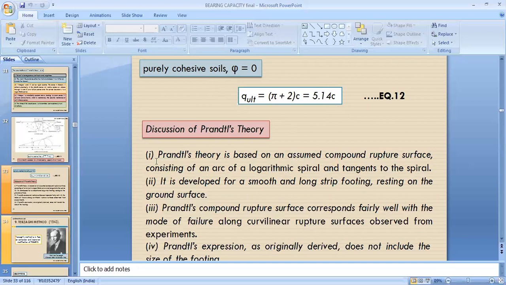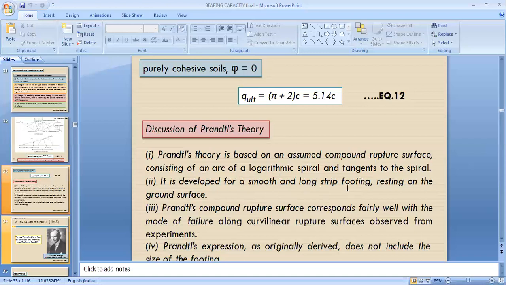Now, if you try to discuss what are the different points of Prandtl's theory, it is basically based on the assumption that they have assumed a compound rupture surface consisting of a logarithmic spiral and the tangents to the spiral. It is developed for a smooth and long stiff footing. It is for the long stiff footing resting on the ground surface.